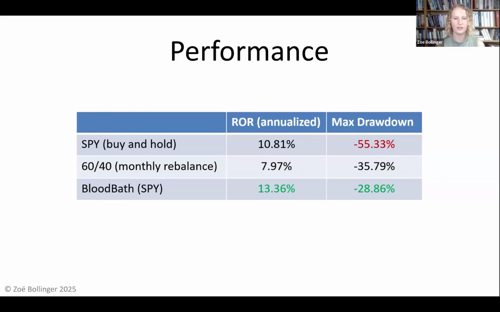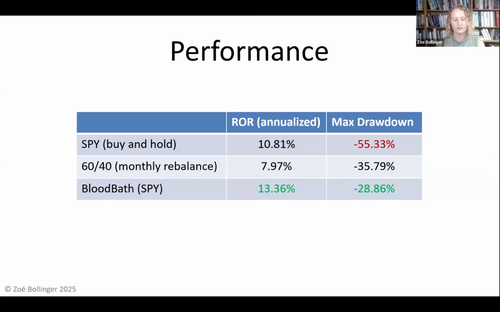The S&P, if you bought it and held it for that period, gave you that 10.81 with a drawdown of 55% that we saw in the same as the RS testing. The 60-40 gave you substantially better drawdown, still not nothing by any means at 35%, but you gave up quite a lot of performance for it. You gave up, 3% basically annualized return for that drawdown protection, which really adds up over time.